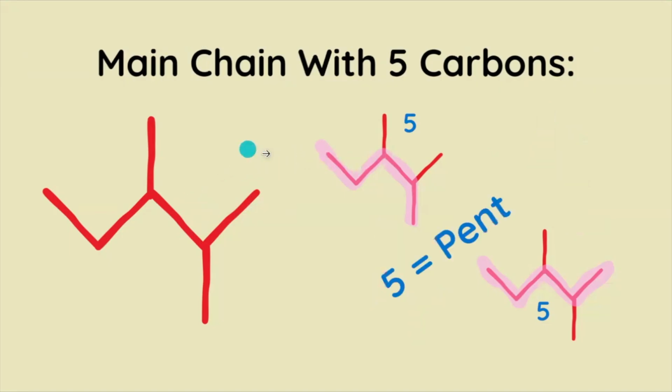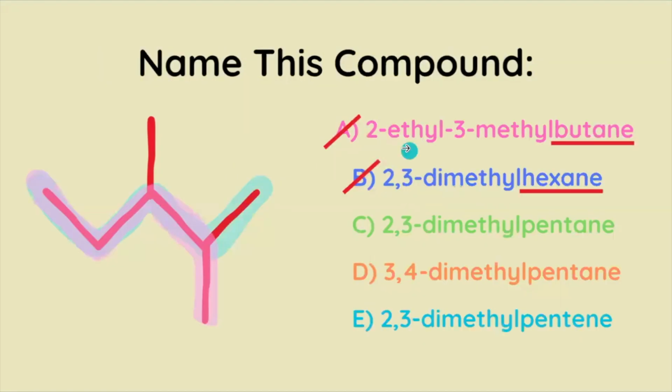No matter how we draw from one end of the molecule to the other, 5 is the longest carbon chain we can make, so this is going to be a pent molecule because 5 is the prefix of pent. That eliminates choices A and B because we want pent, not bute or hex. Bute would be a 4 carbon main chain, hex would be 6.